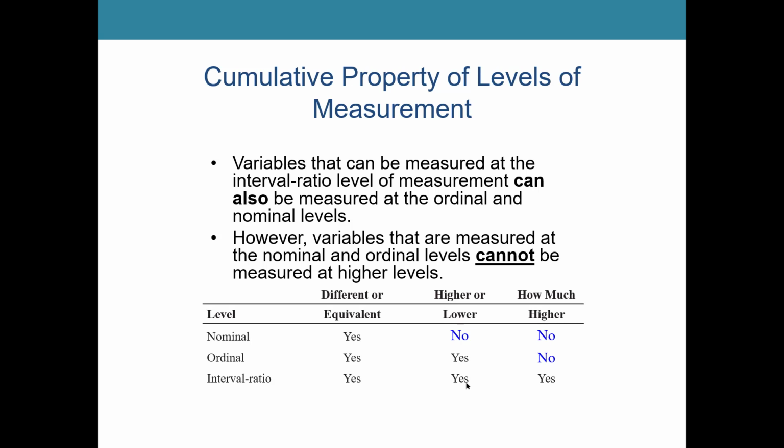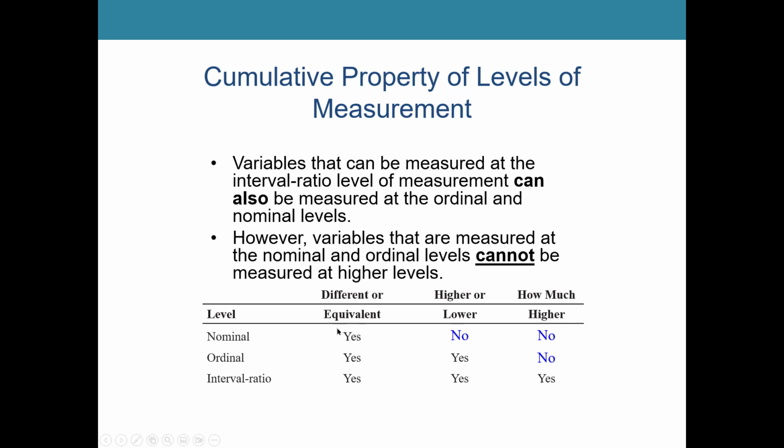Well, can we tell if one person's making more or less? Yes, the person who's making $6,000 makes more than the person who makes $5,000 a month. So we know whether it's higher or lower. And can we tell whether it's different or equivalent? Yes, it's different. One person makes 6,000, one person makes 5,000. So interval ratio tells us all of this information. We know how much higher, we know whether it's higher or lower, we know whether it's different or equivalent.